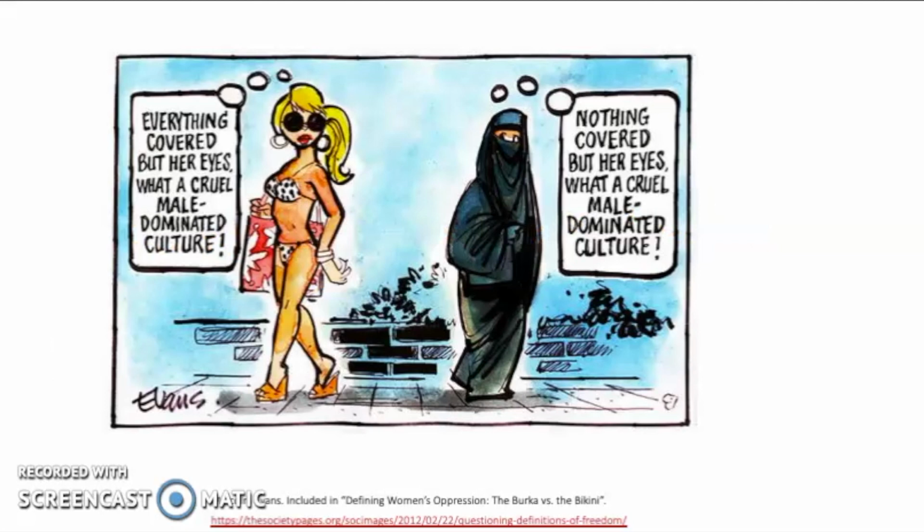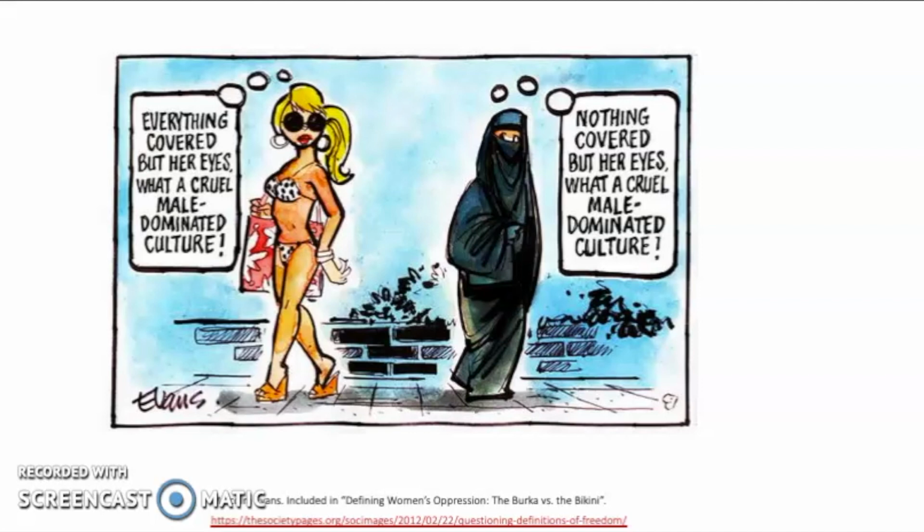So here's a comic, but it really puts everything into perspective. On one side, she says, everything covered but her eyes, what a cruel male-dominated culture. She's seeing this through her lens. And then on the other side, we have nothing covered but her eyes, what a cruel male-dominated culture. So both people are judging each other's cultures, but they're coming from two completely different cultures, right? They're looking through their own lens.